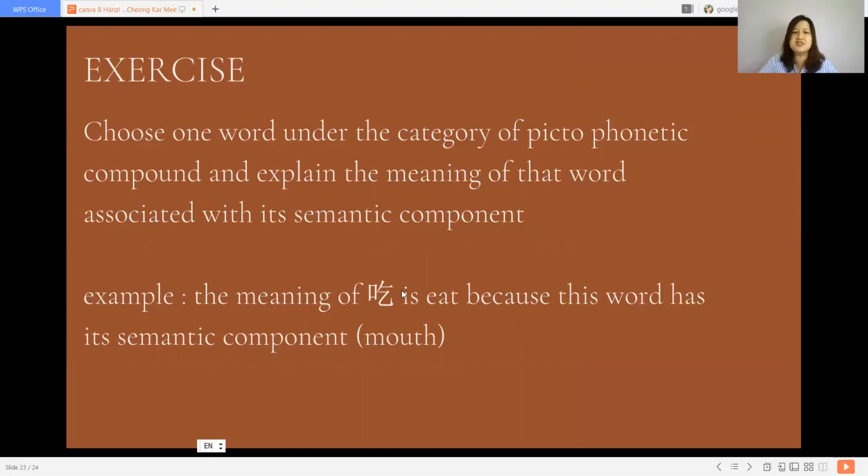I select this word. So I have to explain that this word means 吃, which means eat. 吃 means eat. This word has its semantic component mouth. Now we try to associate mouth with eat. Yes, now we are using our mouth to eat. It makes sense.